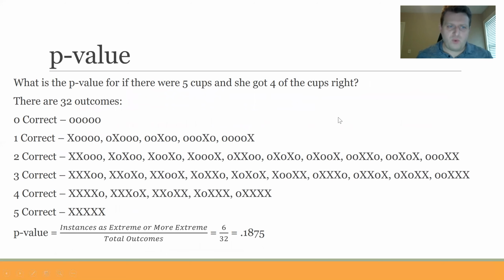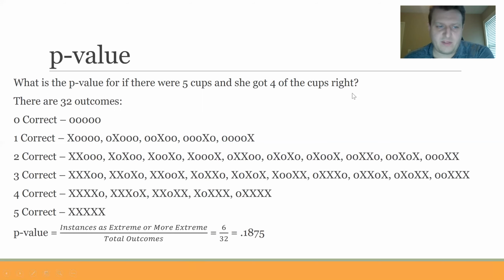All right, so what is the p-value when we have 5 cups and she gets 4 of the cups right? Okay, there are 32 different outcomes. I have written all of these outcomes out here. If you've had elementary statistics, you know about permutations and combinations, and there are formulas to calculate this, but we don't go over that in this class, so I'm just going to do it the old-fashioned way, just list out all of the different instances of Muriel getting this right and wrong.